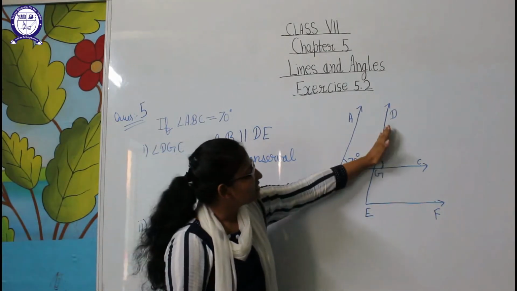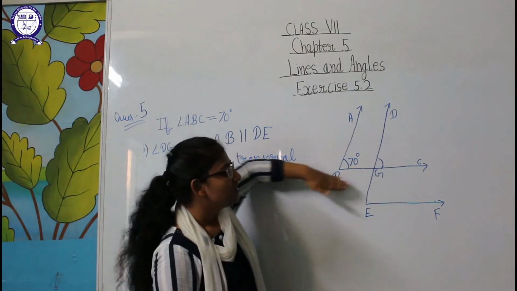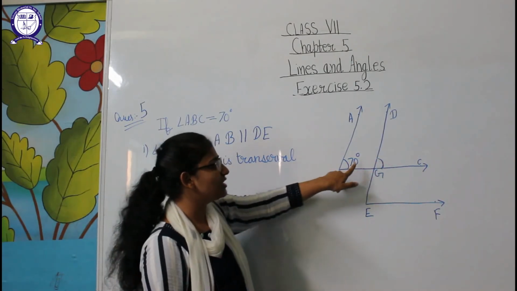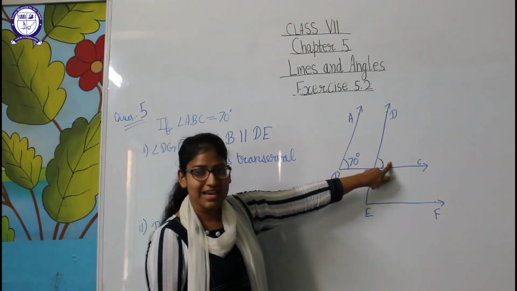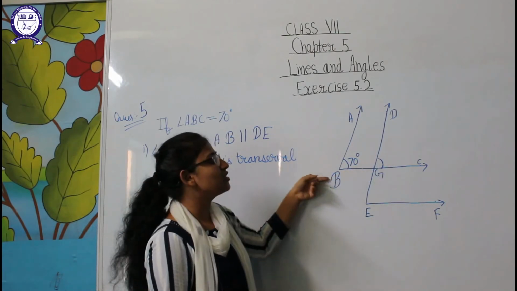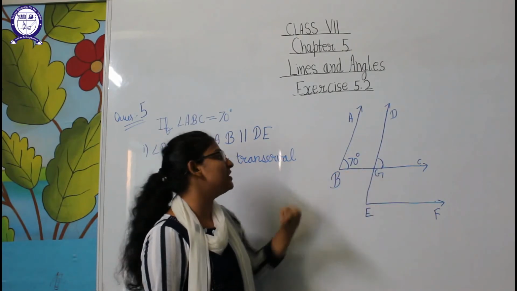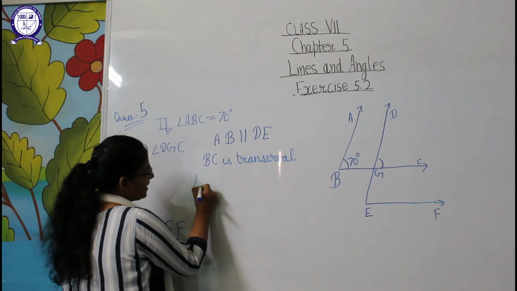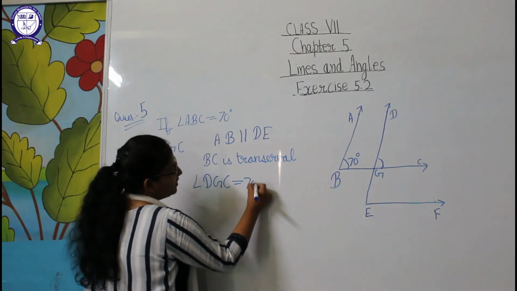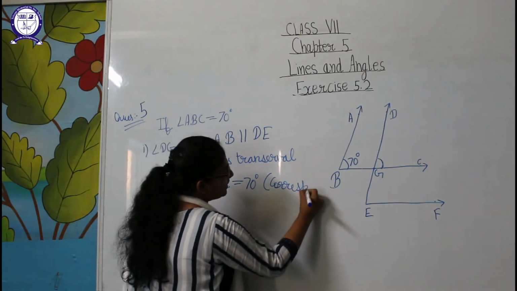We can see that these two lines are parallel and this is its transversal. So these are corresponding angles because they are on the same side of the parallel lines and they are on the upper side of the transversal also. So we can say that angle DGC is equals to 70 degree. We will write here as DGC is equals to 70 degree because they are corresponding angles.